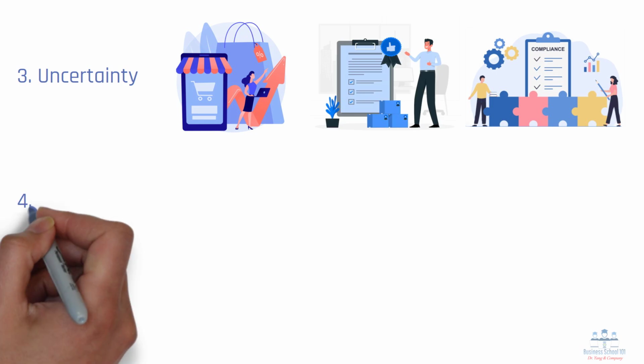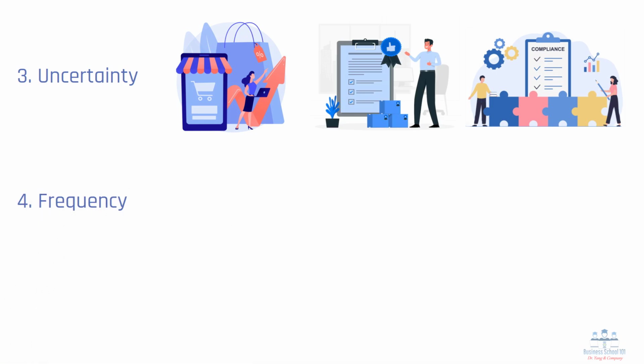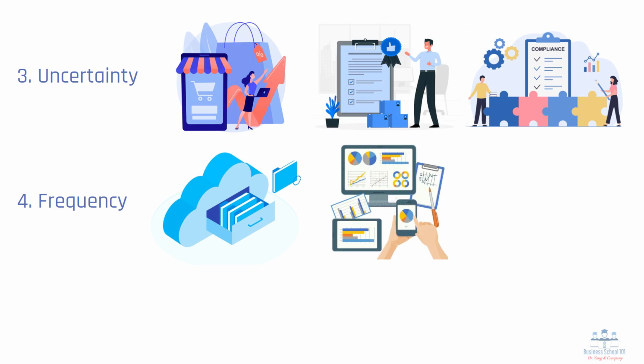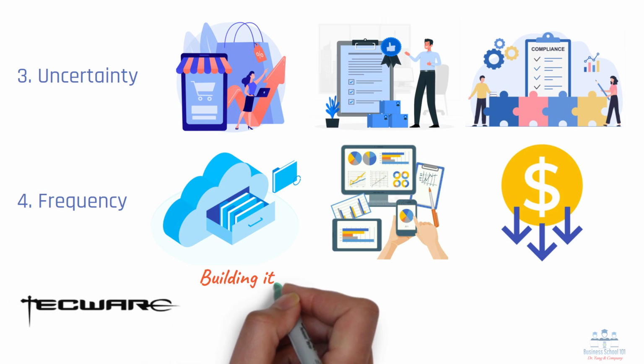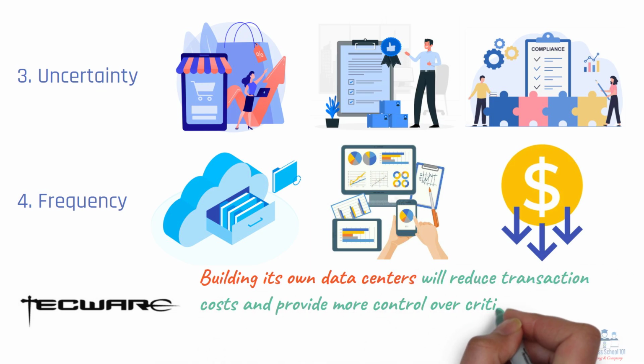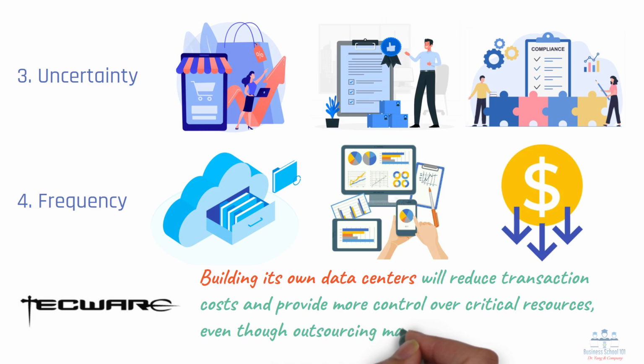Number 4. Frequency. Since data storage is an ongoing and essential part of Techware's operations, the high frequency of this transaction suggests that investing in internal data centers could lead to long-term cost efficiency, despite higher initial setup costs. As you can see, by using TCE, Techware concludes that building its own data centers will reduce transaction costs and provide more control over critical resources, even though outsourcing may seem cheaper initially.